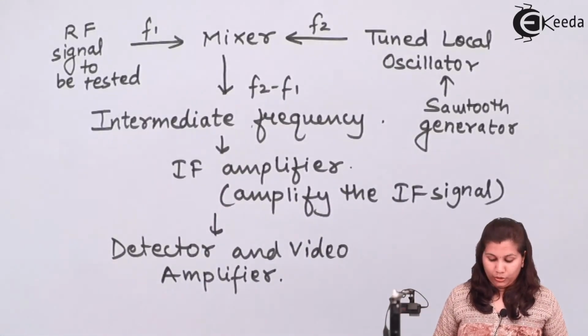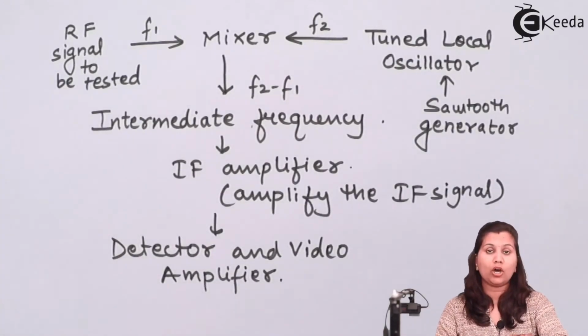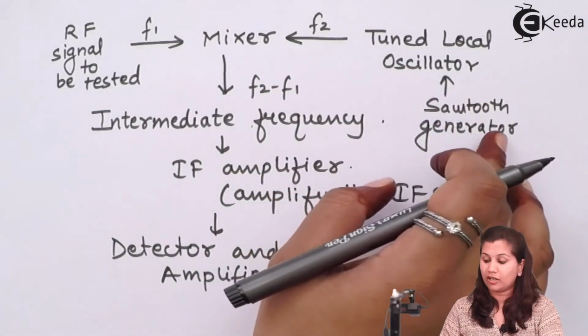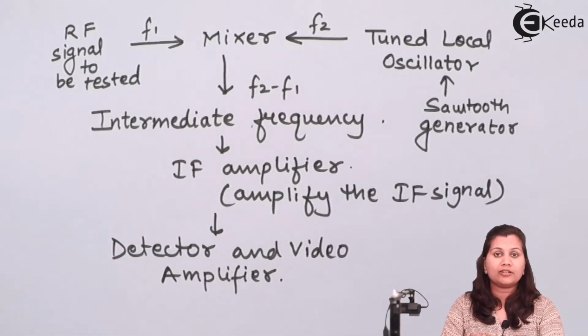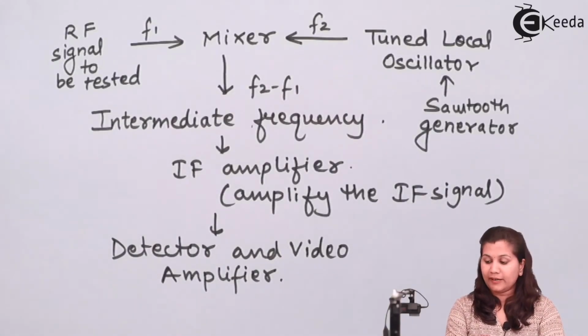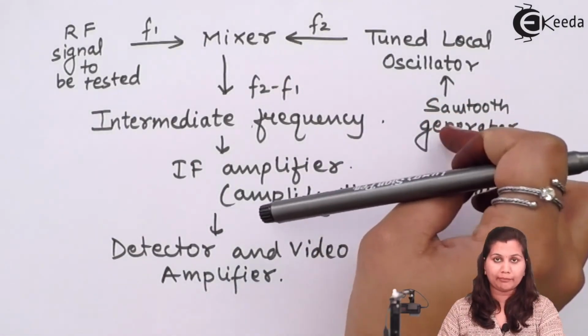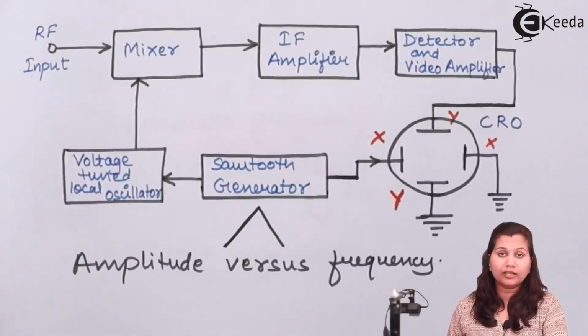So in this way, spectrum analyzers give us a display, or we can say a plot, of the amplitude versus the frequency over the selected frequency spectrum. You can see that we have selected the frequency spectrum with the help of this tuned local oscillator. In whatever frequency range we want to use, we can change or control the frequency with the help of the local oscillator, or by varying the amplitude of this ramp voltage. Now, we are getting on the CRO the display of the amplitude versus the frequency.